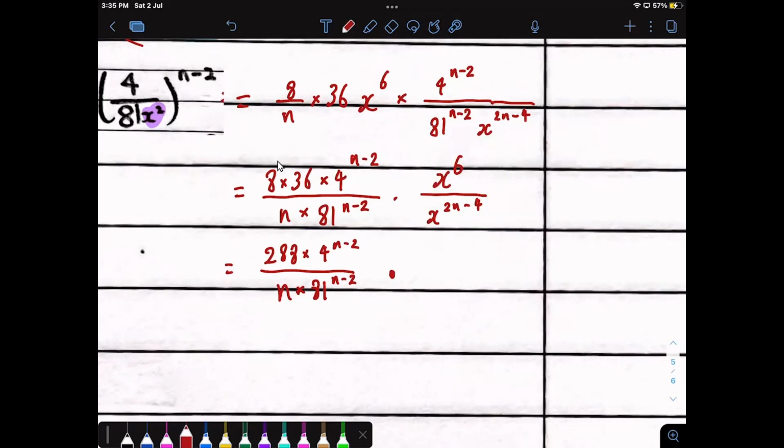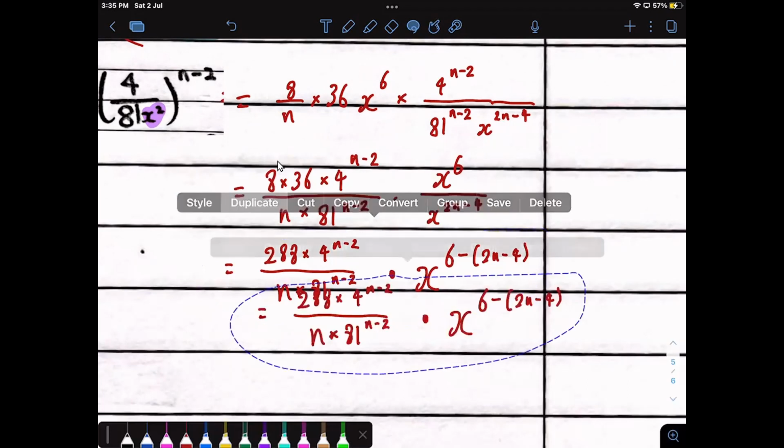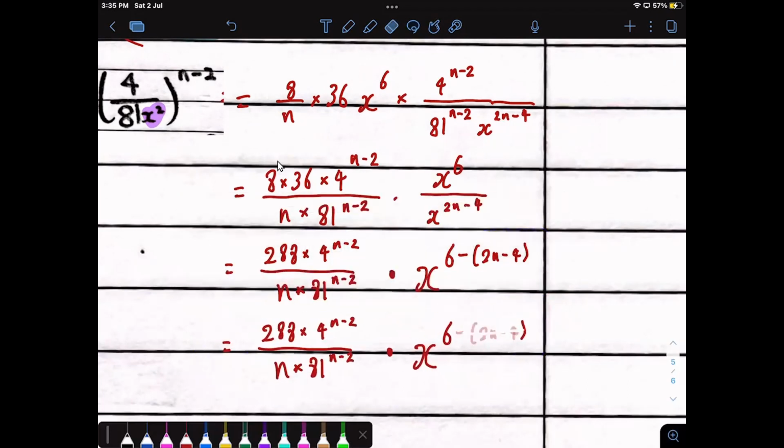So if you bring the 2n minus 4 on top, you get x power 6 minus 2n minus 4. Bring in the minus sign. Let me just copy and paste this. Duplicate. Then we will get minus 2n plus 4. I'll skip a step. 6 plus 4 is what? 10. Then I'll just remove and replace with a 10 minus 2n.